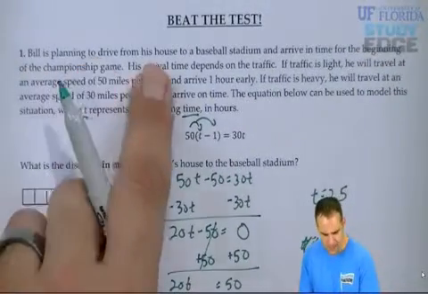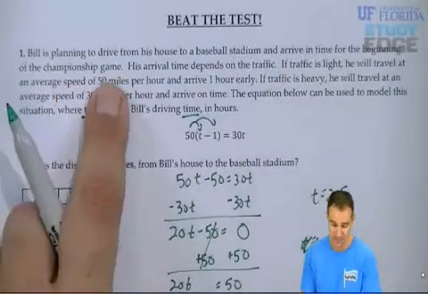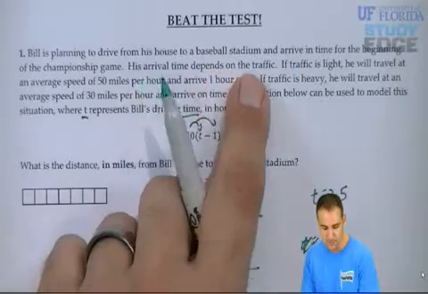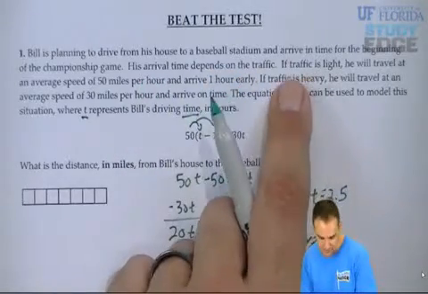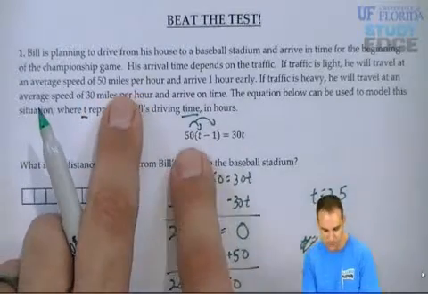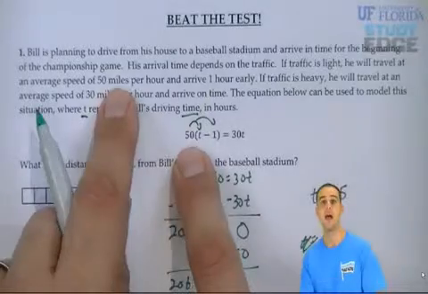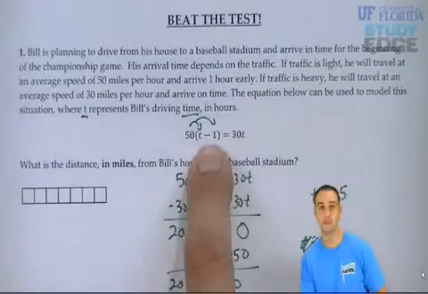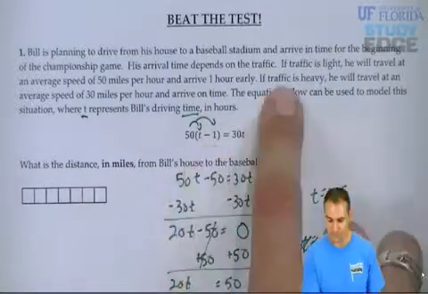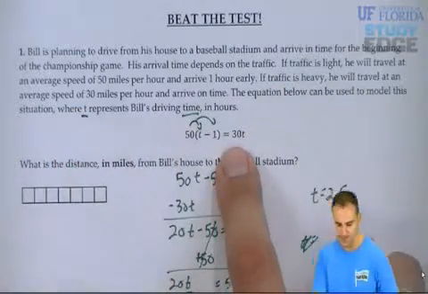Bill is planning to drive from his house to a baseball stadium and arrive in time for the beginning of the championship game. His arrival time depends on traffic. If traffic is light, he'll travel at an average speed of 50 miles per hour. So that's where the 50 came from. That's a rate, 50 miles per hour, and arrive 1 hour early. So there's where the minus 1 came from, 1 hour early. If traffic is heavy, he'll travel an average speed of 30 miles per hour and arrive on time.